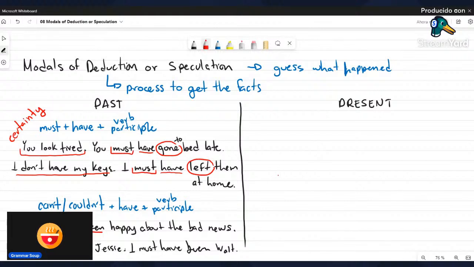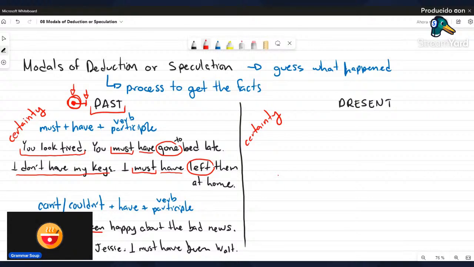Okay, let's continue here. But what about in present? We haven't said anything in present. So how can I make a deduction? I'm still certain about something, but now in the present, right? So remember, when we are talking about the past, I'm saying something that happened before what I say now. This is what happened before, and you are making speculations about this event in the past. That's why you are making that speculation. I mean, that deduction, sorry.